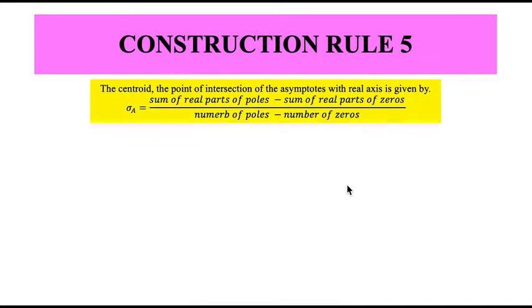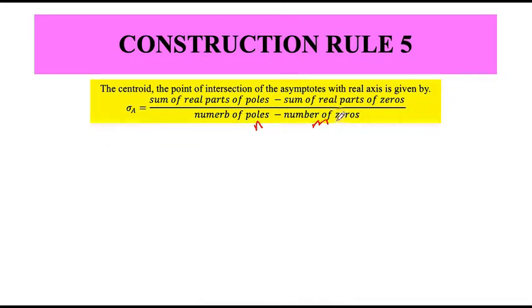Now these asymptotes have some starting point on the complex plane. The centroid, or point of intersection of asymptotes with the real axis, can be computed in this way: the sum of all the real parts of the poles minus the sum of all the real parts of the zeros, divided by the number of poles minus the number of zeros. So this is n, this is n minus m. Where does this come from?